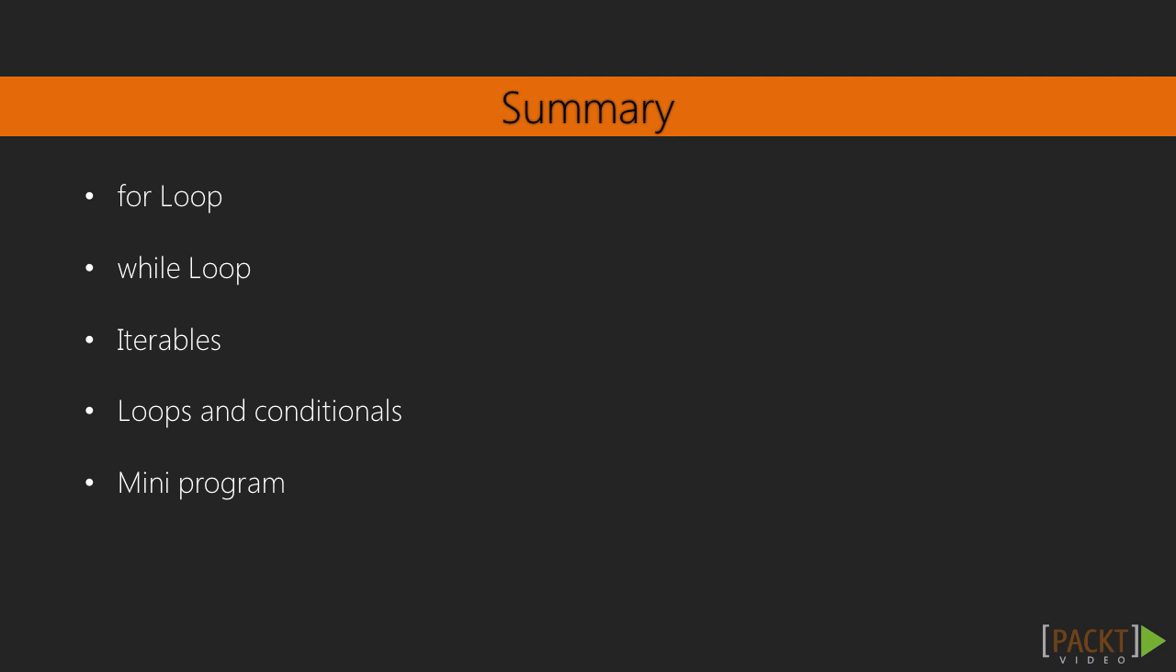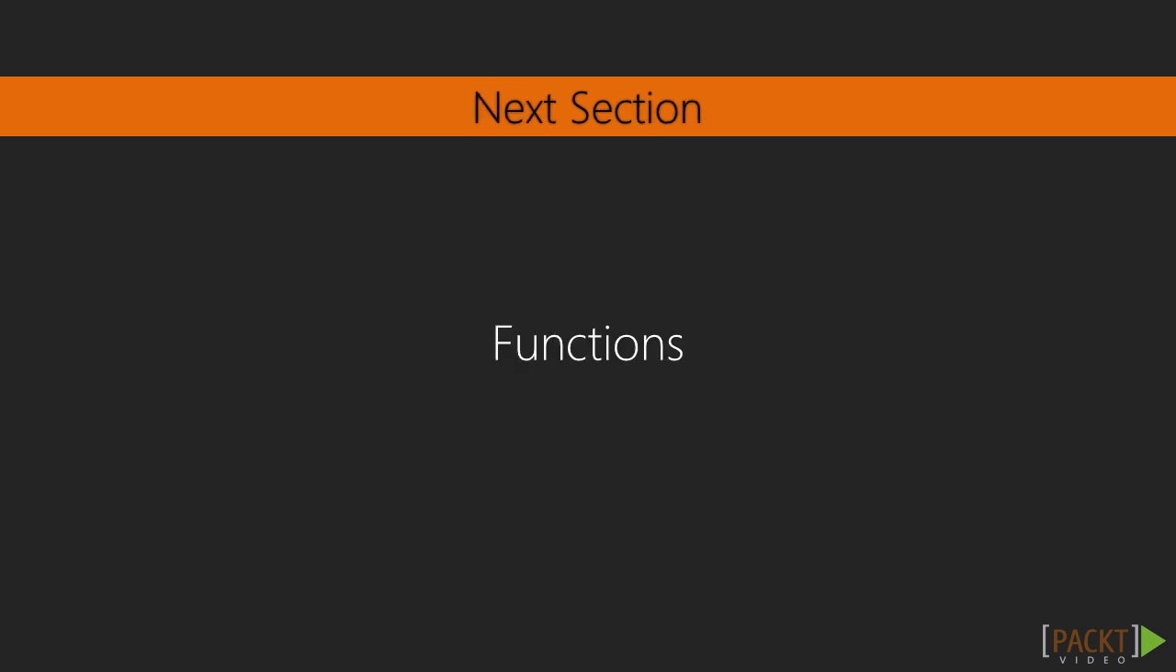In this section, we looked at how to create a for loop, what a while loop is and how to use one, what iterables are, and how to use loops and conditionals together. In the next section, we are going to use everything we have learned so far to create our own functions so that we can reuse Python code efficiently and make our programs easier to understand.